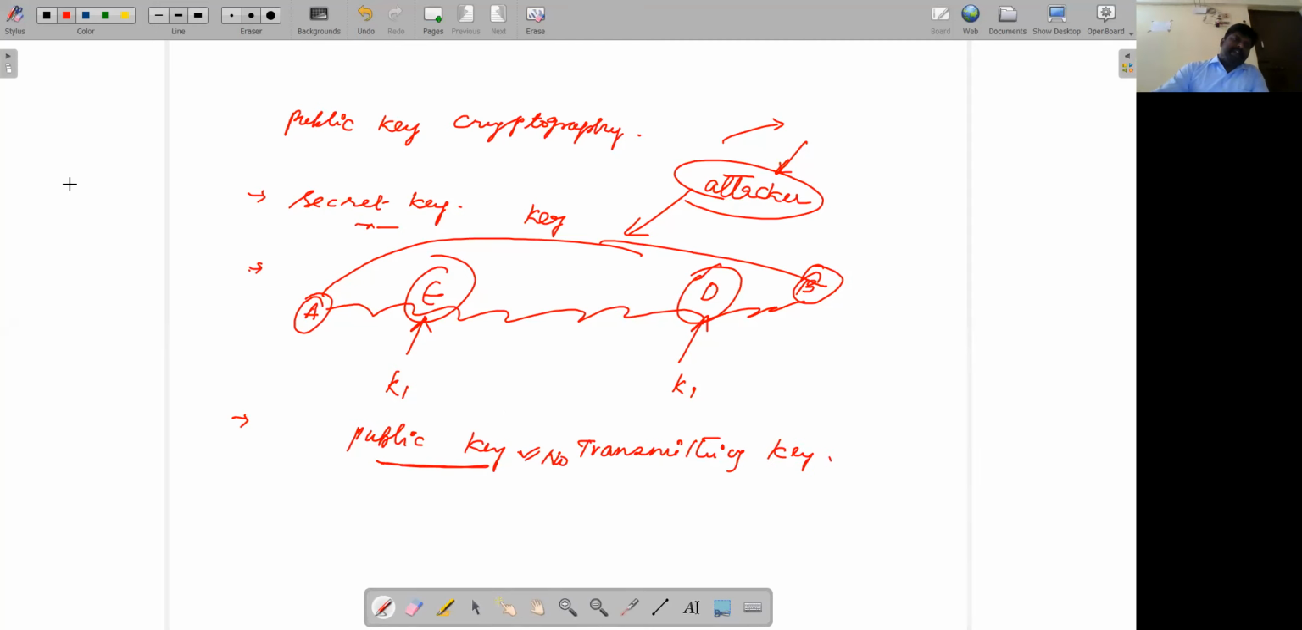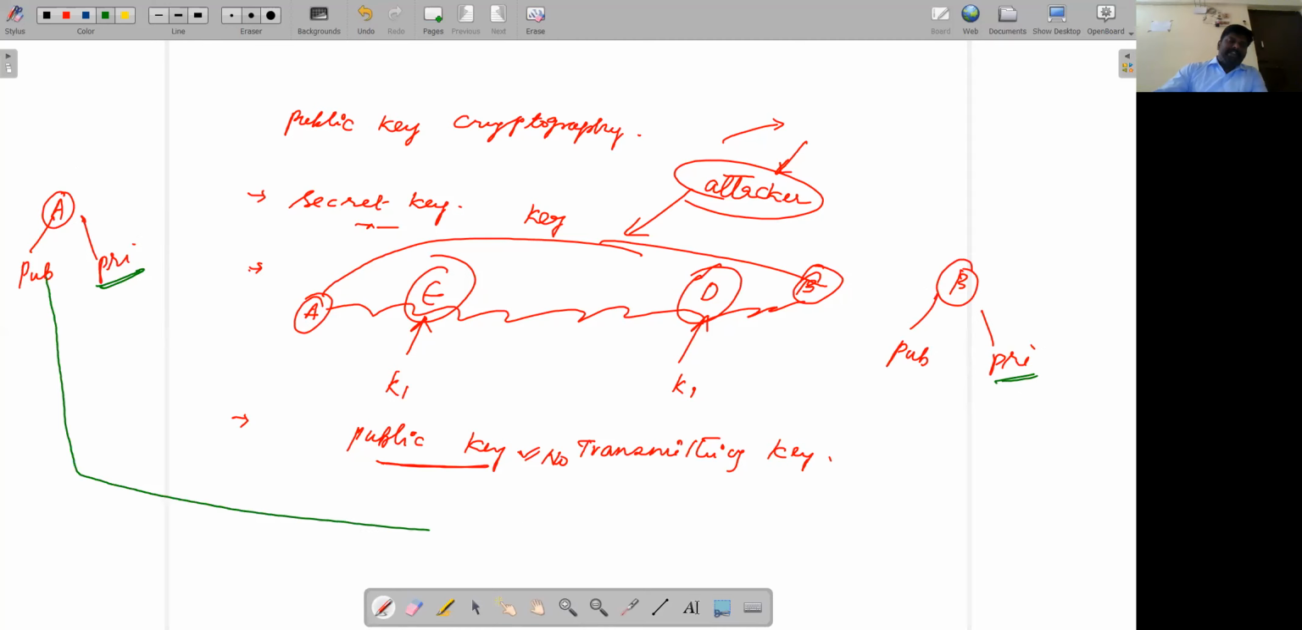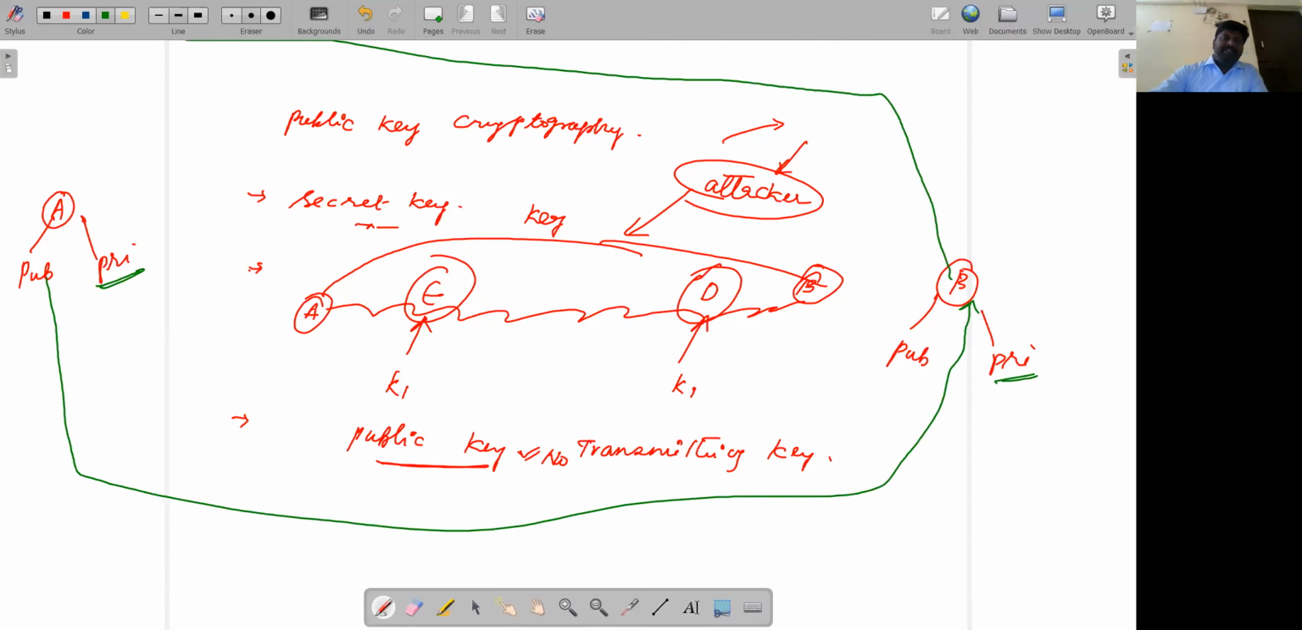Out of that, each user will have a pair of keys. User A will have a public and a private key. Similarly, user B will have a public as well as a private key. The private key is the confidential one. Both users' private keys are more confidential, but the public key of one user can be shared with the other. User A's public key can be intimated to user B. Similarly, user B's public key can be shared with user A.